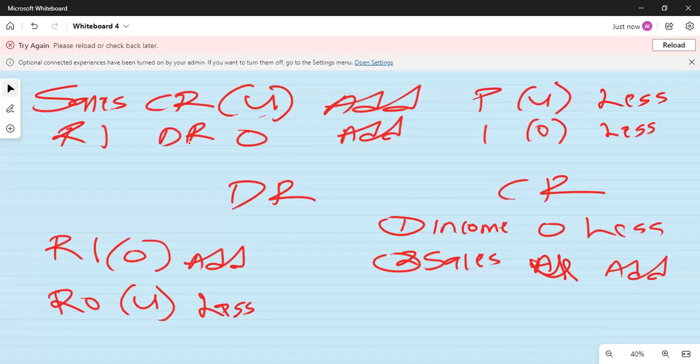So this item, return inward, is going to be on the debit. So debit now, if debit was overcast, you should add. If your expenses are overcast, you're also going to add as well. So that is add. But the other one will not be the other way around.